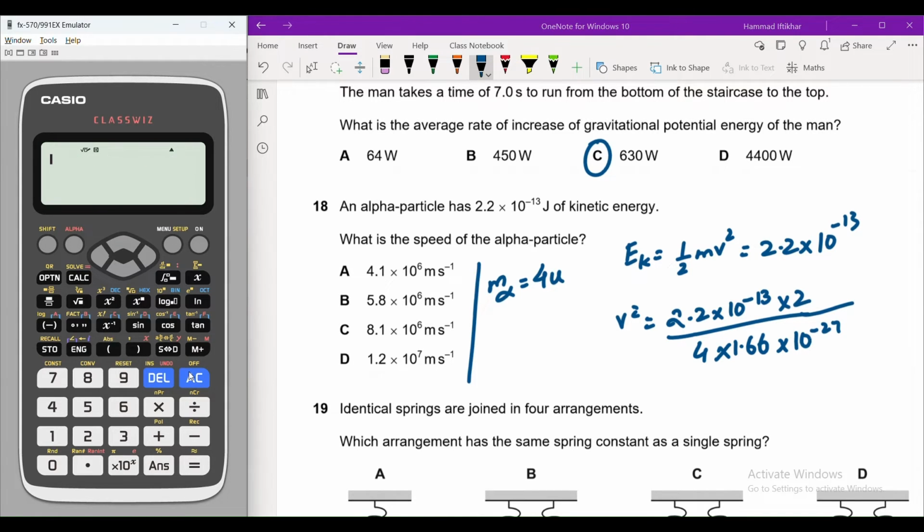Okay, so now let's see. 2.2 × 10^-13 times 2 divided by 4 divided by 1.66 × 10^-27. So, sorry, this is the square. Now we will do the square root, and this is coming out to be 8.1 × 10^6.